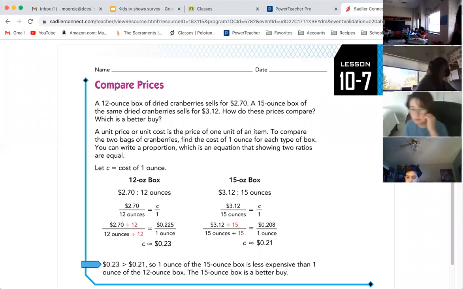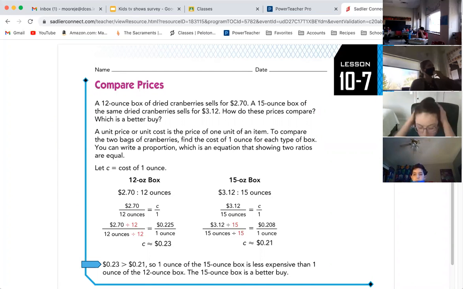Good afternoon, everybody. We are going to continue our study of chapter 10, taking unit rates to a more realistic place in so much that we're comparing prices today. We're going to compare the cost of 1 ounce or one item in relation to groceries and goods. So this example here to start.